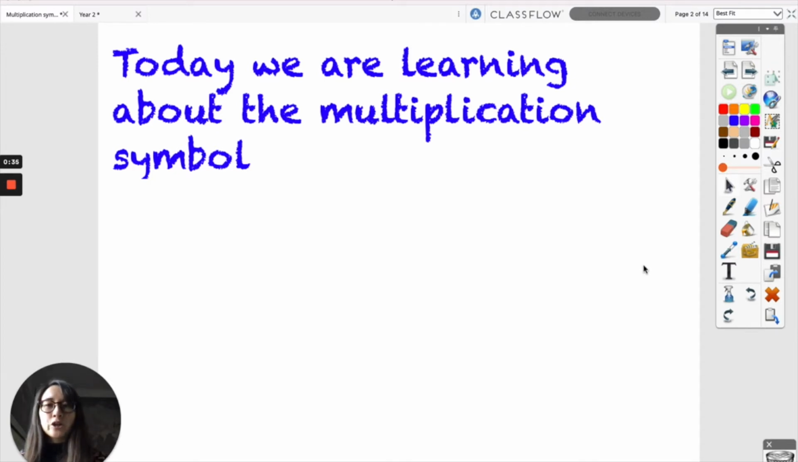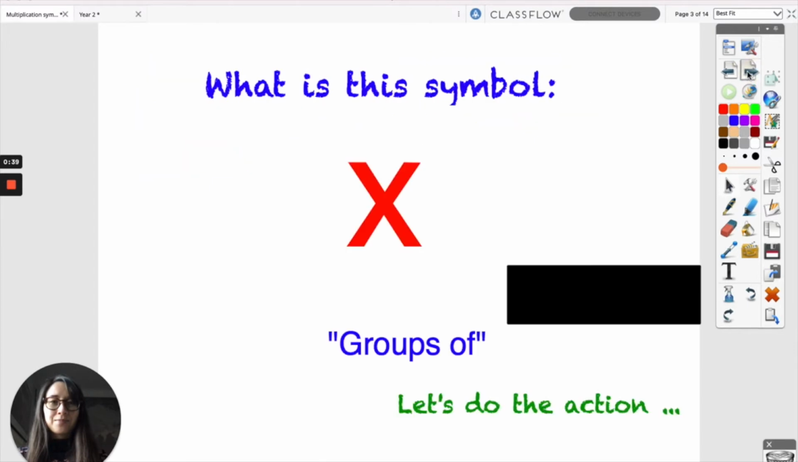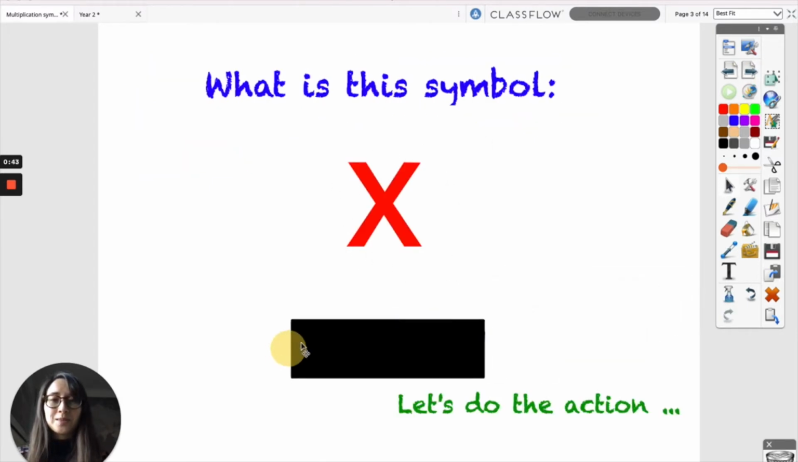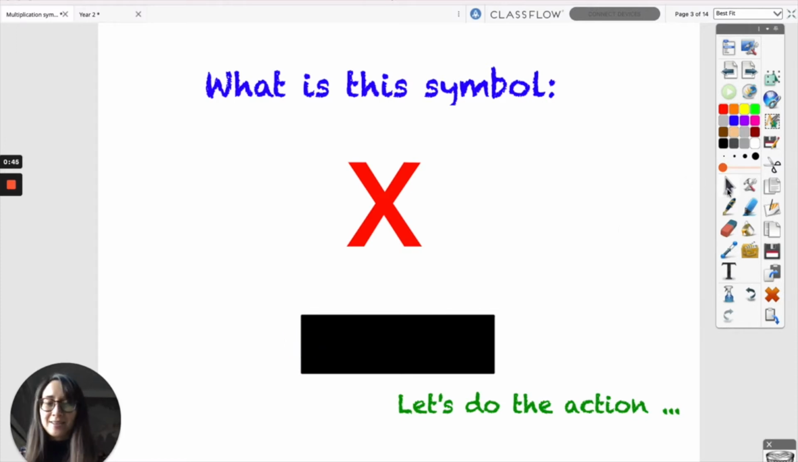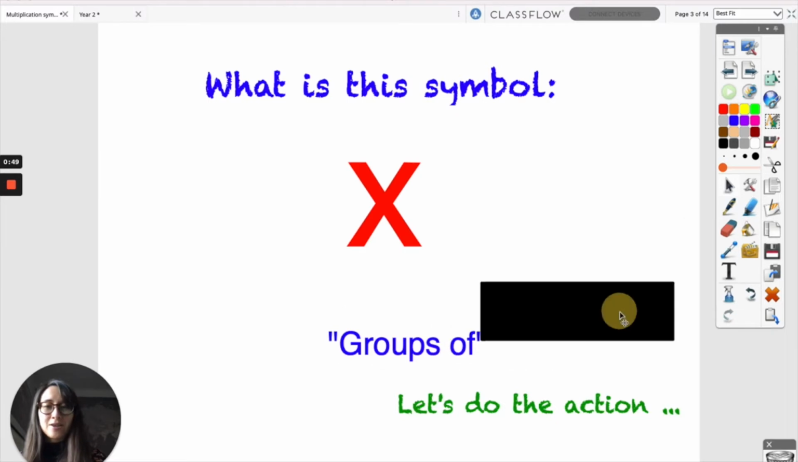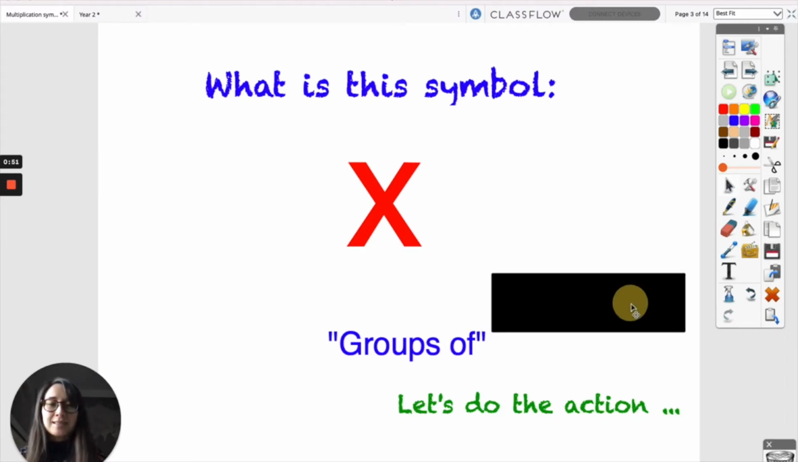Today, we are learning about the multiplication symbol. What is this symbol? Oops, I'm going to hide that. What is this symbol? It is the groups of symbol. We also call it times. So let's do the action together. Groups of. Your turn. One more time. Groups of. Your turn.